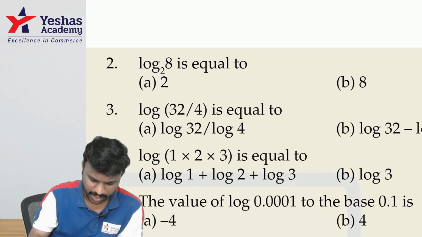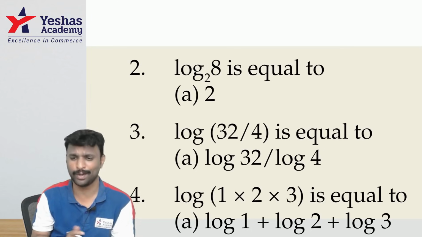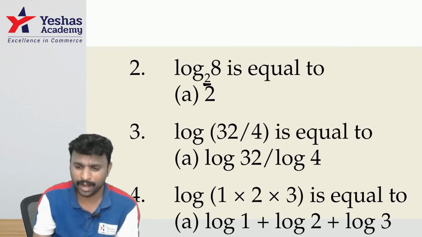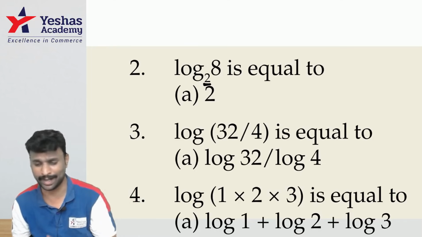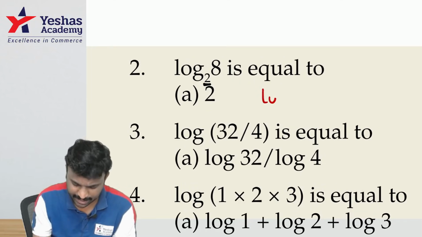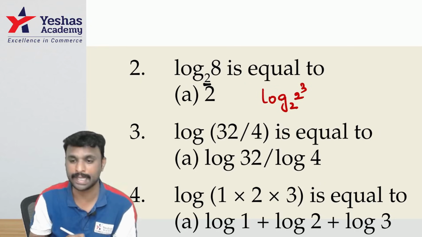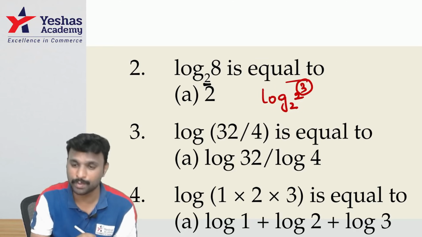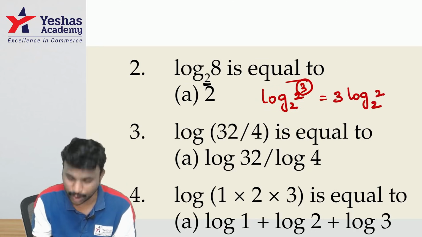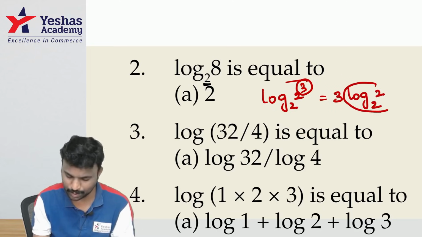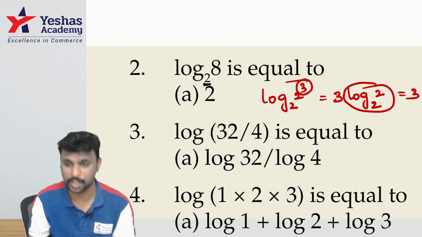Moving on to the next question. You see, log 8 to the base 2 is equal to what they're asking. Everybody look at this. See, the number within the log is not a prime number. How do you write that in terms of a prime number? 8 is 2 cube. Yes or no? What is the base? It's 2. Now the power becomes what? Multiplier. It becomes 3 log 2 to the base 2. Guys, what is log 2 to the base 2? It is 1. So 3 into 1 is 3. The answer for this question is 3.